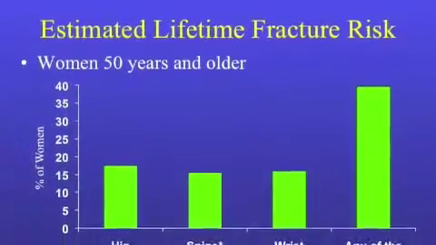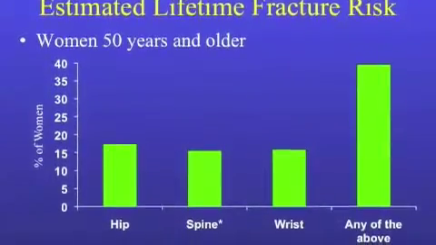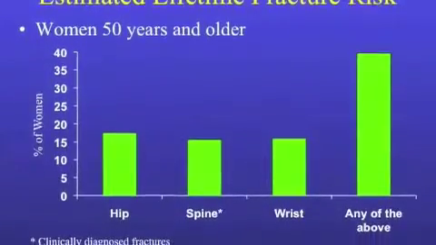So this graph shows the actual prevalence of fractures in the population for women 50 years of age and older. So we looked at hip, spine, and wrist fractures. And I'd like to point out for the spine fractures, these are only clinically recognized spine fractures.